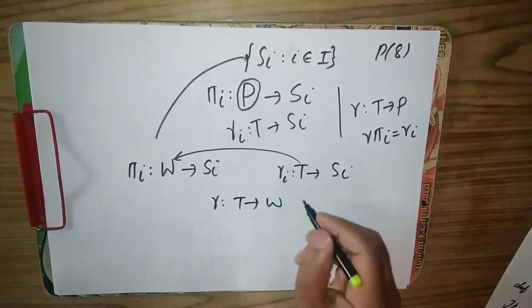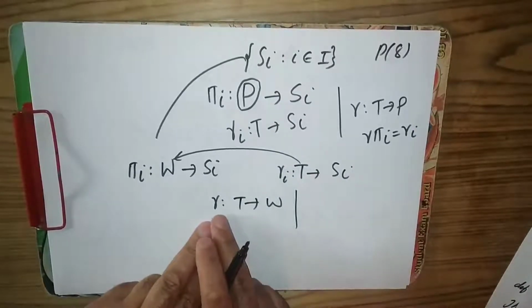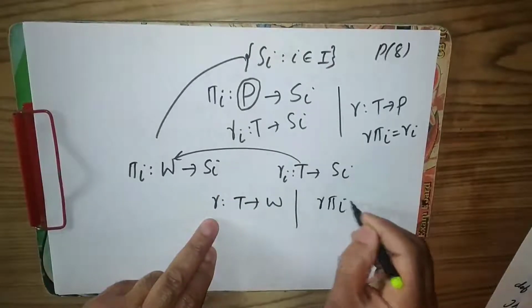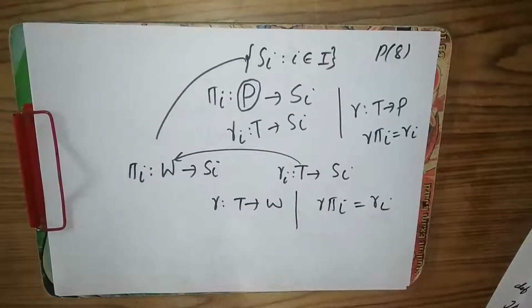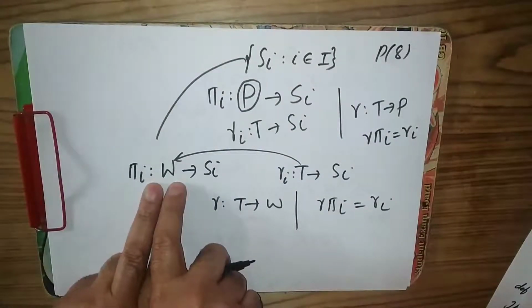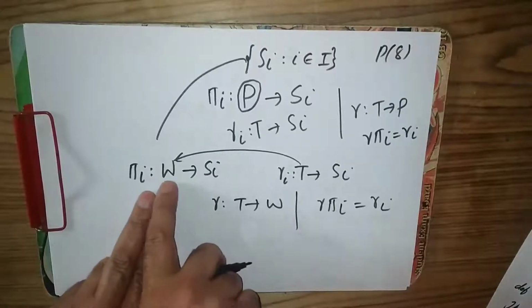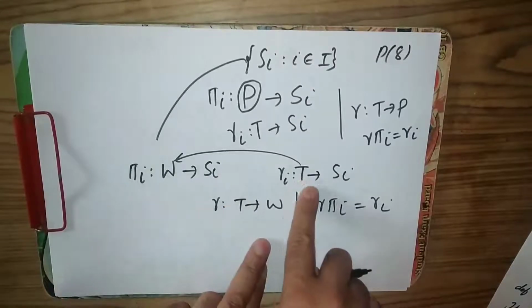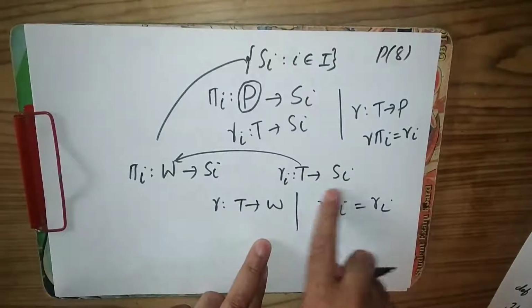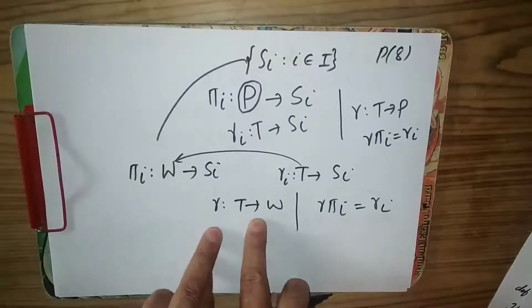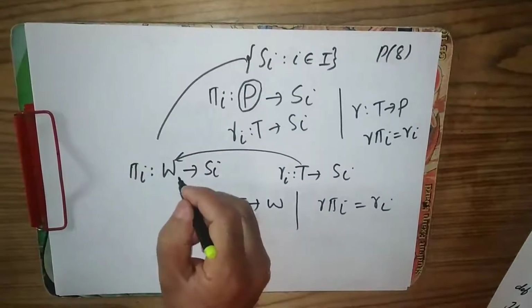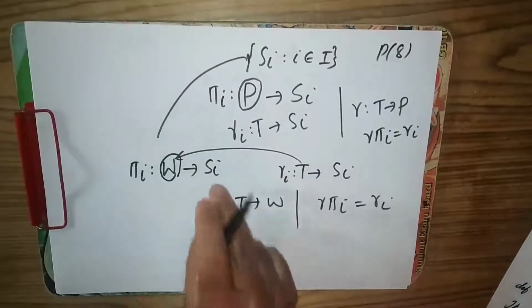Such that the diagram commutes, such that the composition gamma from T to W and W to S_i, this composition gamma pi_i should be equal to gamma_i. If this semigroup has this property, that means there are morphisms from W to S_i, and for any semigroup T, if there are morphisms from T to S_i, then there should exist a morphism from T to W such that the diagram commutes. Then in that case, we can say this W is the product of the semigroups S_i.